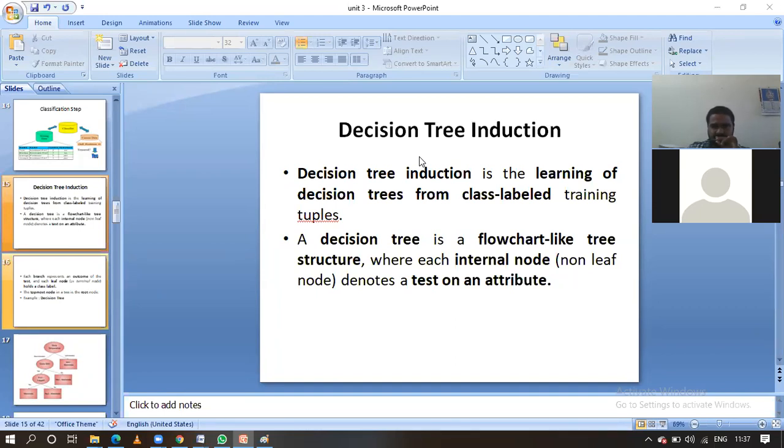For any classification, guys, this is the process. The first step is the learning phase, the second one is the classification phase. In the learning phase, we are going to construct the model. In the classification phase, we are going to predict the unknown class labels, guys.